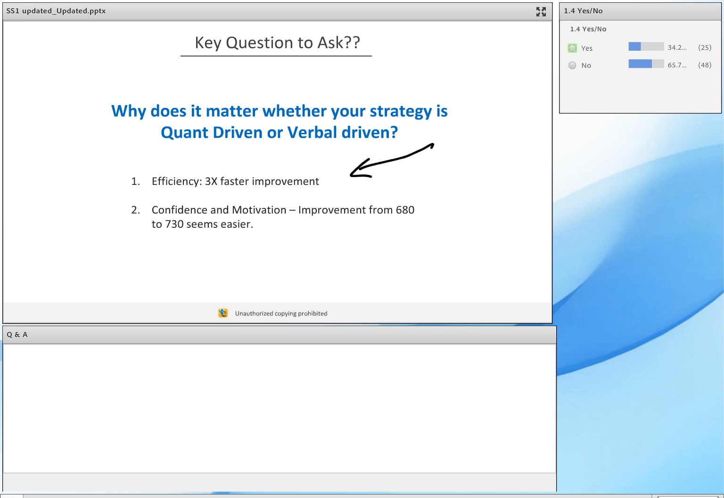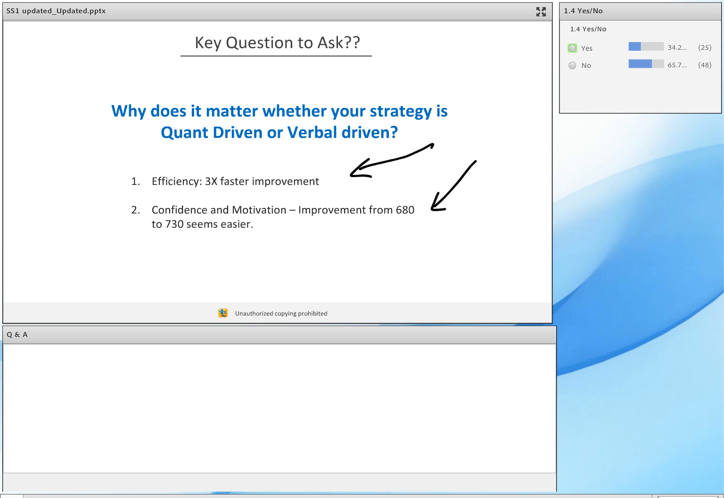The second is confidence. If you start with your strength, and if quant is your strength, you study quant and you should be done with it in 10 days, if that indeed is your strength, then you would know that you're already done with half your preparation. I mean, you already got to a Q49 or so in quant. You know that, hey, quant's taken care of. For the remaining 30-35 days, I can focus completely on verbal, and that focus will help you improve faster as well.